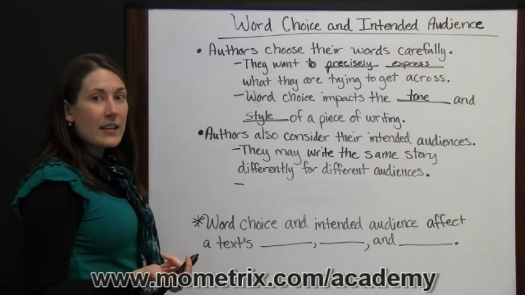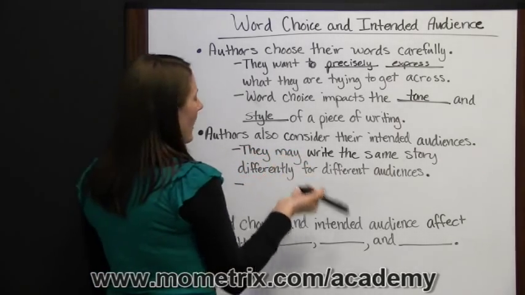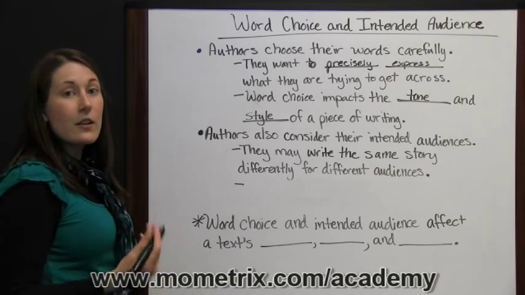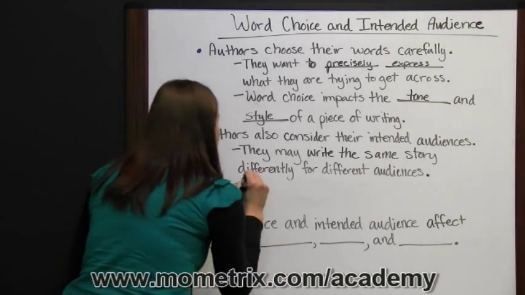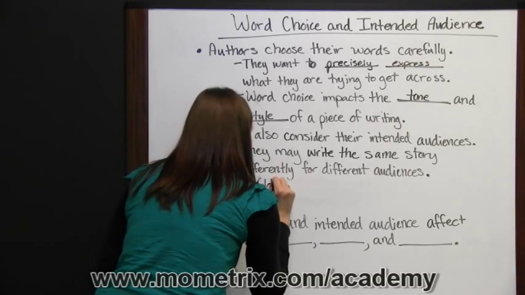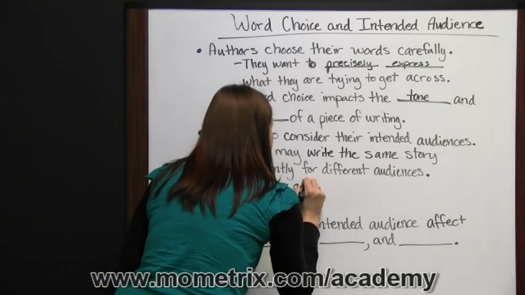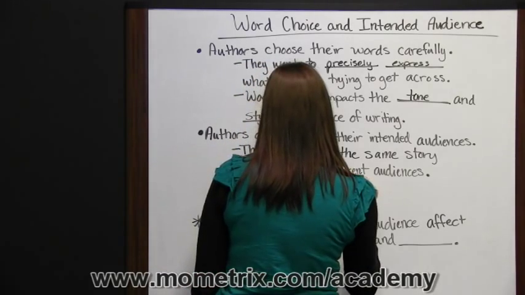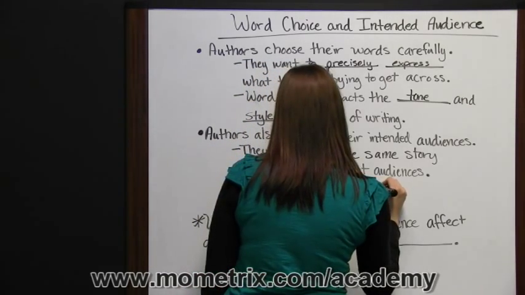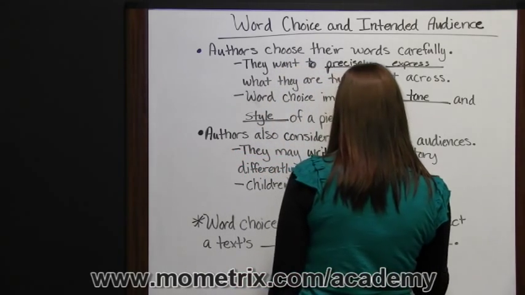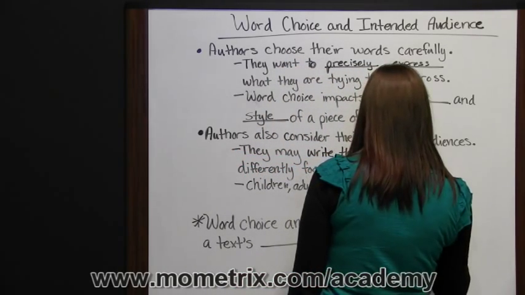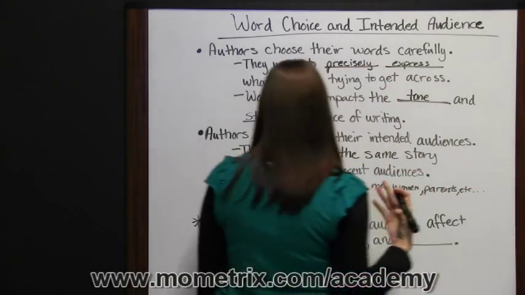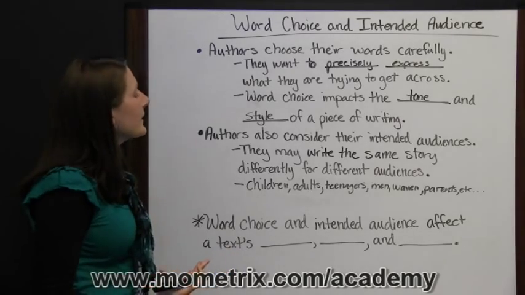Another thing an author is going to consider when writing is their intended audience. They may write the same story differently for different audiences, and there are lots of different audience groups to consider. For instance, children, adults, teenagers, men, women, parents, and the list could go on and on for the type of audience groups that an author could target.